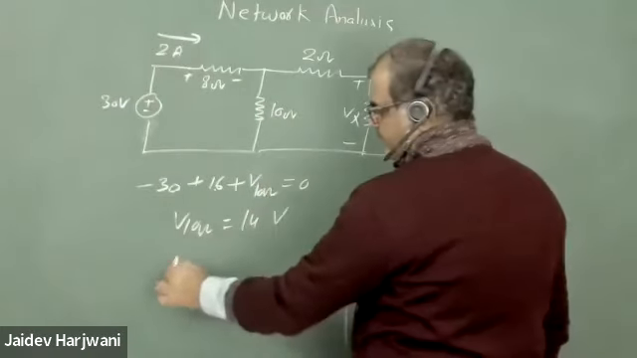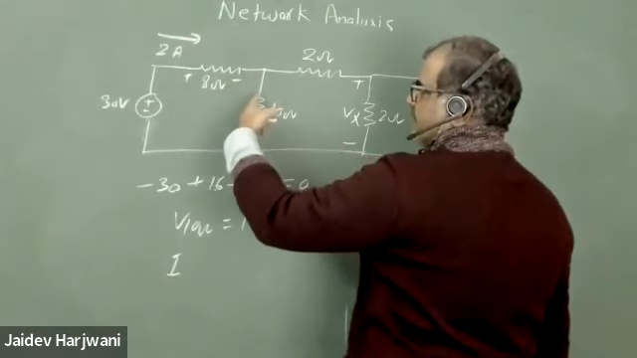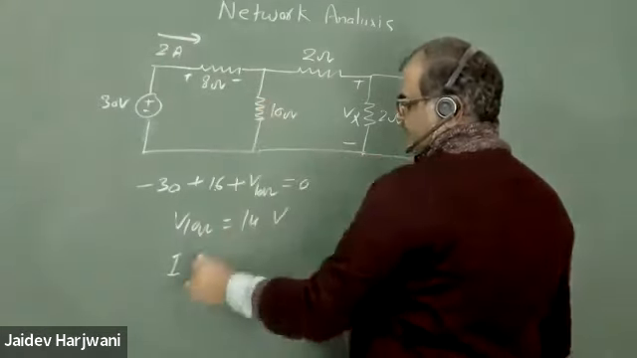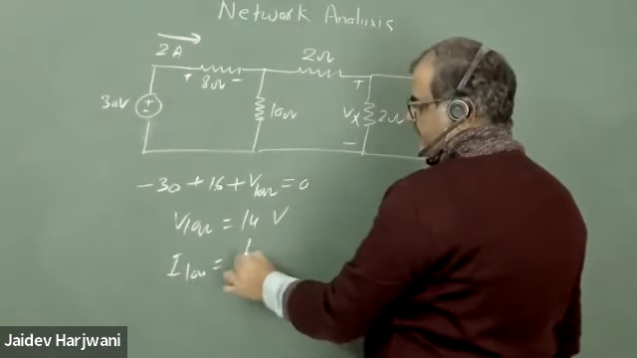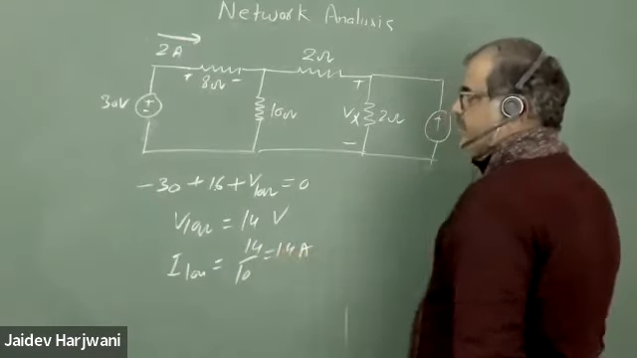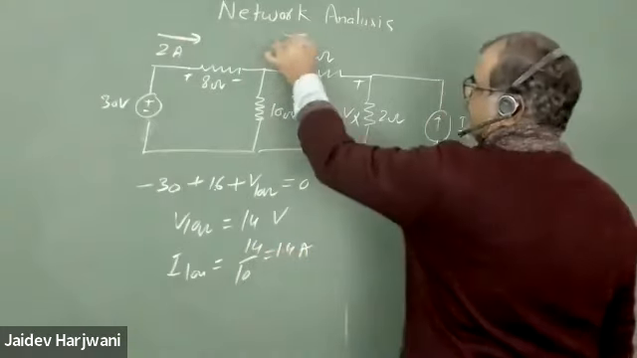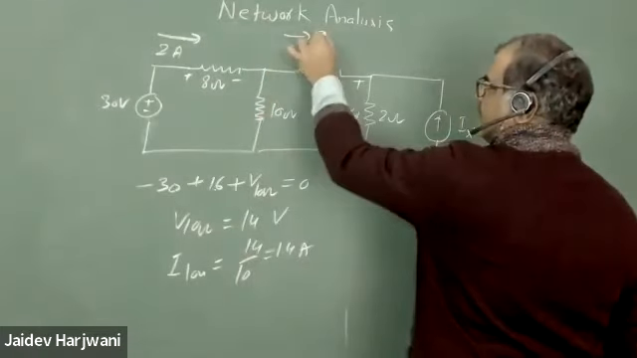And if you want to calculate how much current is flowing, out of this 2 ampere the current will divide. So how much current is going here? That will be I through the 10 ohm. How much? 14 divided by 10 ohm, 1.4 ampere. Okay, that means the remaining 0.6 ampere will flow here. 0.6 ampere.